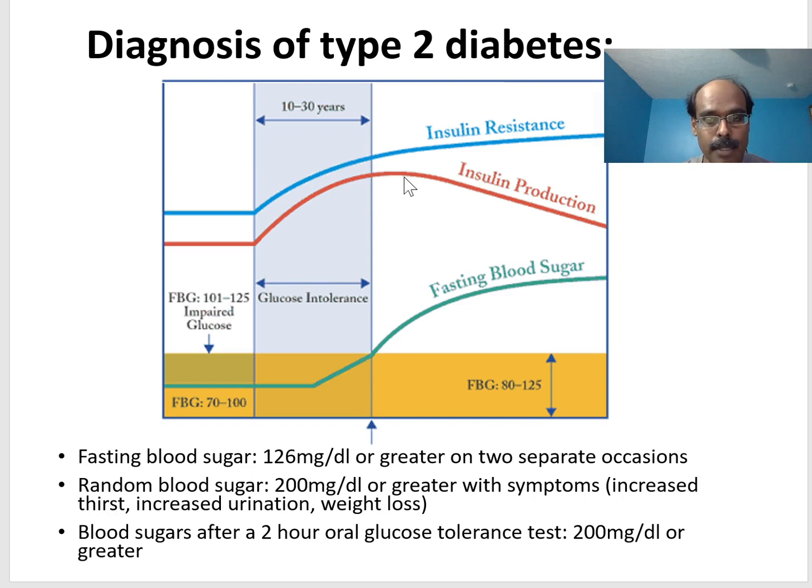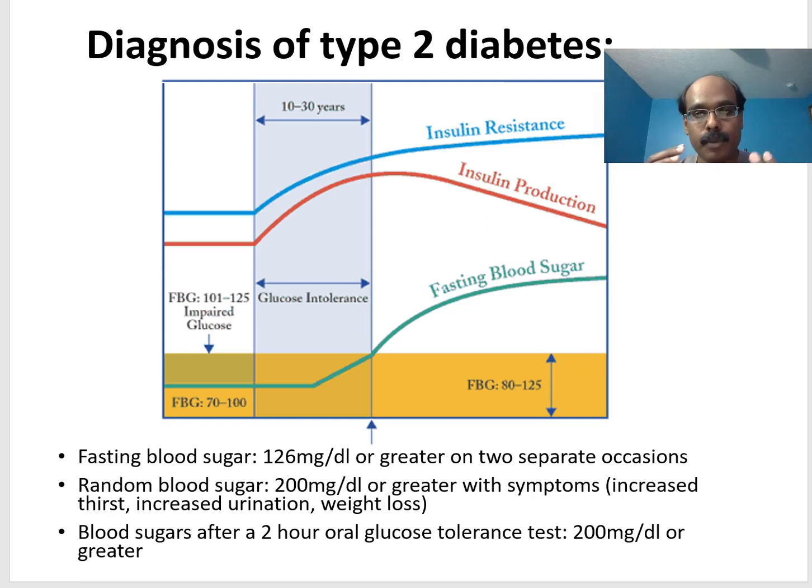When the beta cell compensation is done, when beta cell dysfunction happens, and there is no longer increased insulin production, your fasting blood glucose level goes up, and that would result in type 2 diabetes.